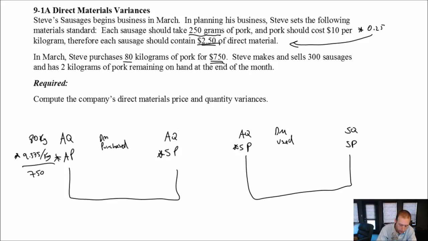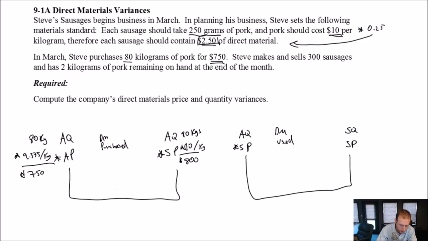AQ times SP. Well, the AQ remains 80. The standard price per kilogram, not the standard price per sausage, right? The standard price per sausage is $2.50 in terms of how much material he thinks is going in, but the price per kilogram is $10. So 80 times 10 is 800. We have enough information for a variance here, right? 80 kilograms at $10 per kilogram gives us $800, and $750.